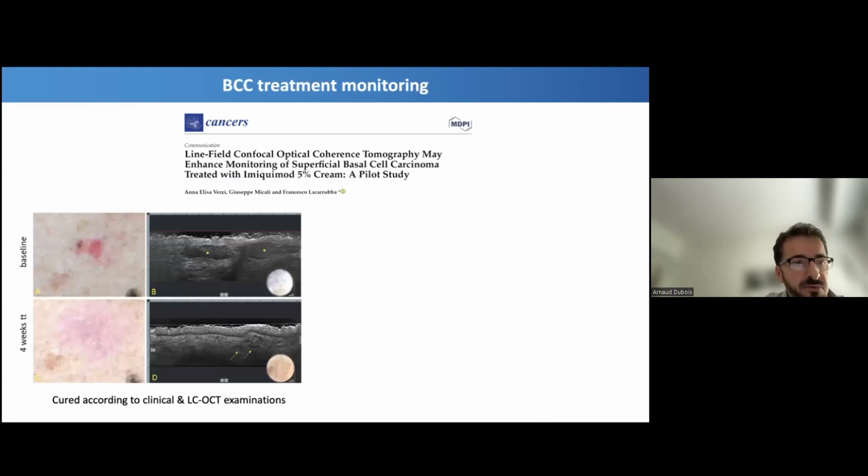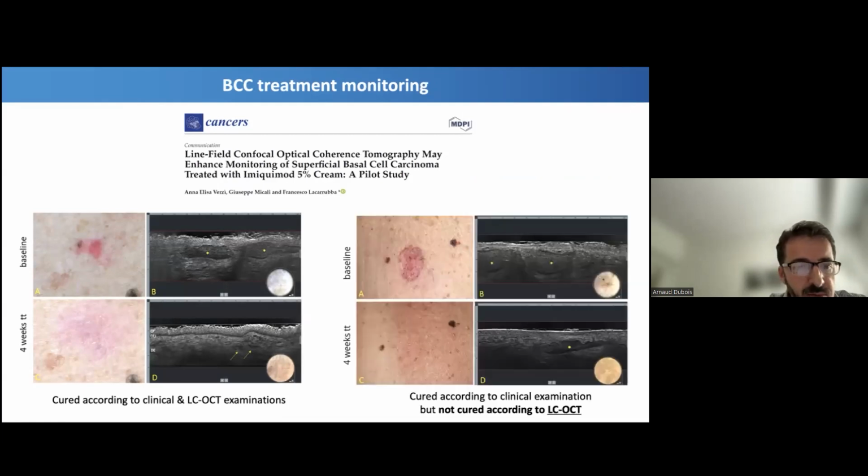LC-OCT can be used for monitoring the treatment of superficial BCCs with a cream. In the case here, the lesion showed a complete response on both clinical and LC-OCT examinations. But in this other case here on your right, the lesion showed a complete response on clinical examination, but in reality, residual tumor was still present, and this was revealed by LC-OCT.